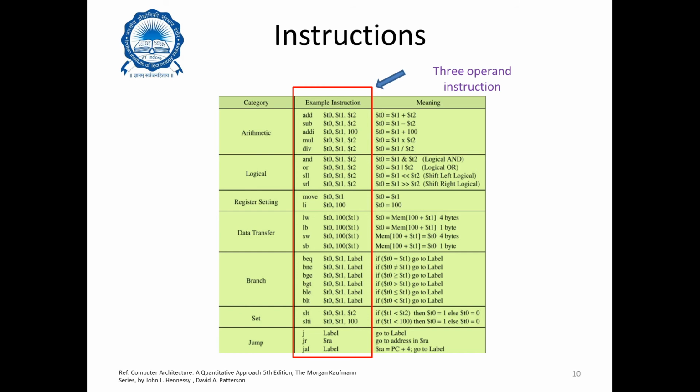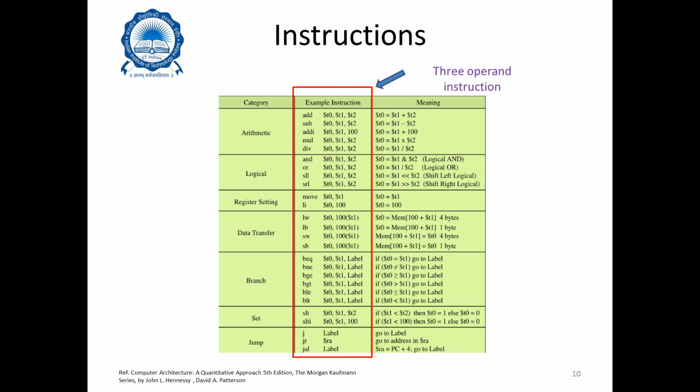There are another 5 that are part of logical operations. We can AND the content of $T1 and $T2 and store it into $T0. We can OR the content of $T1 and $T2 and store it into $T0. The first is called logical AND, the second is called logical OR. We can also do shift left logical, SLL, which is shifting the content of $T1 by the amount specified in $T2 and storing it into $T0, and SRL is doing shift right logical in a similar way.